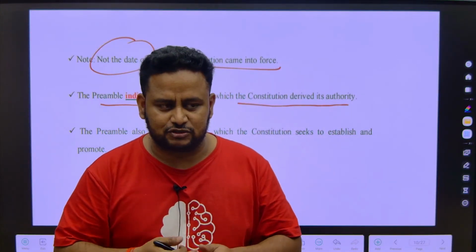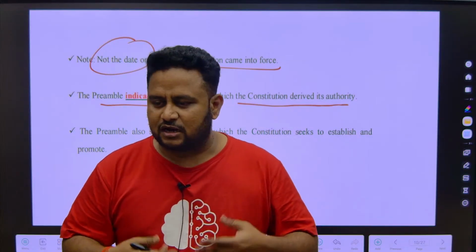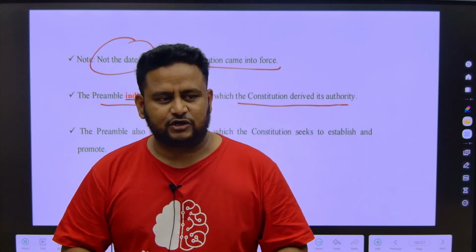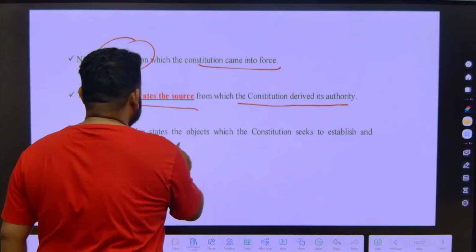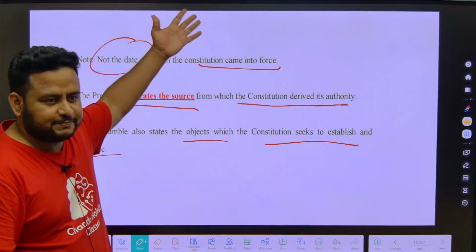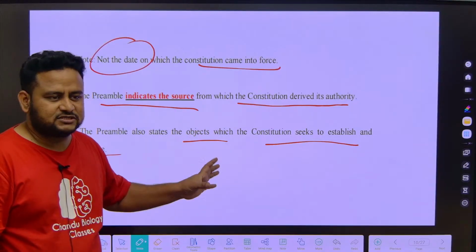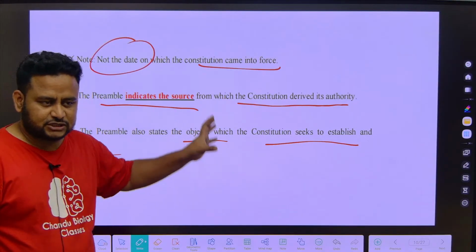What is the authority of the Constitution? People. Good. So people are the source, and also the authority. The preamble also states the objectives which the Constitution seeks to establish and promote. That is what I told in the beginning itself. The preamble helps us understand what the objectives of the Constitution are, that it should be established.